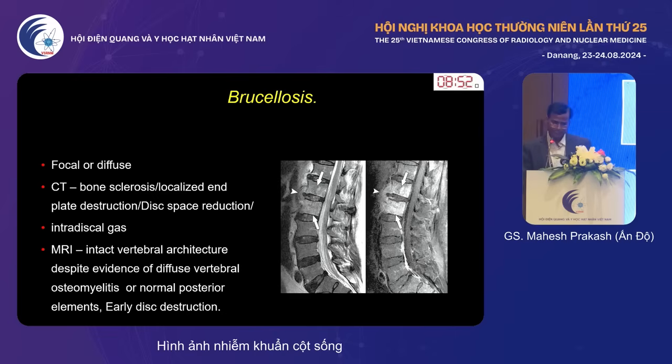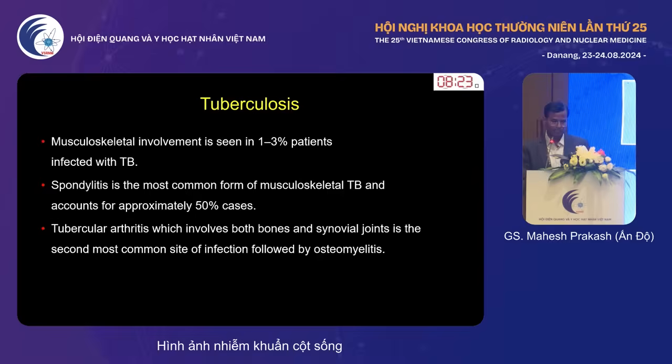But some of the features are described in this way: sometimes the changes may be minimal, and obviously a lot of changes can be there in the vertebrae. Sometimes in CT scan you can see bone sclerosis. This can mimic pyogenic infection, but if you know the history, the clinical features, and the lab parameters, you can differentiate it.